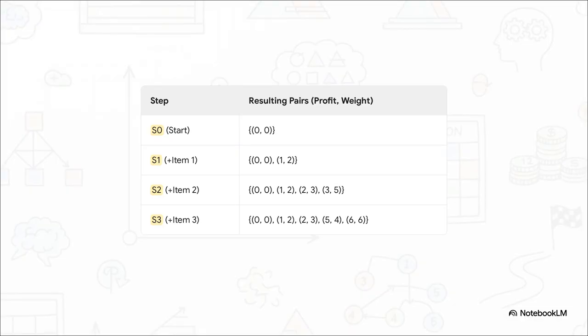We start with nothing. S0 is 0: 0 items means 0 profit and 0 weight. Easy. Then we look at the first item. We can either leave it or we can take it, which gives us a profit of 1 and a weight of 2. For the next step, S2, we consider the second item and build on all the possibilities from the last step. You see what's happening? We're building up the best possible answer, one step at a time.